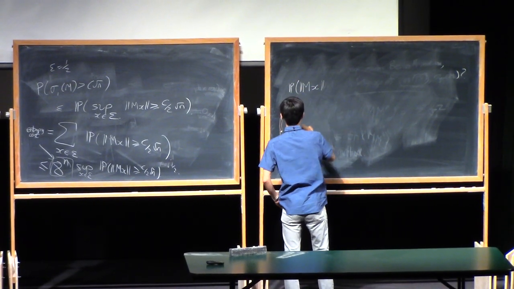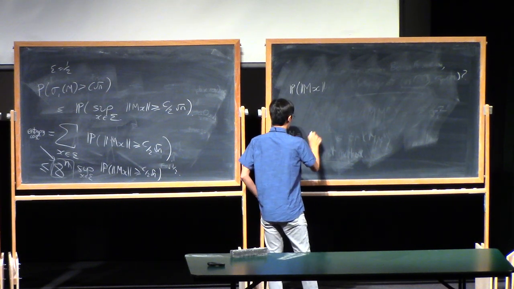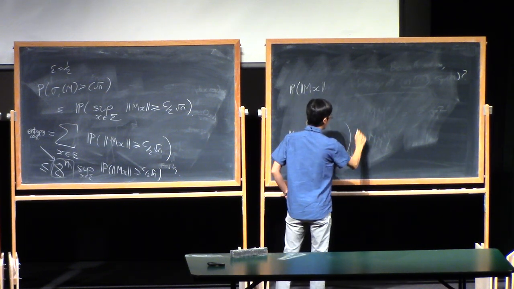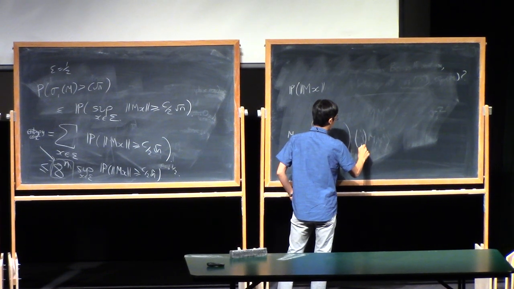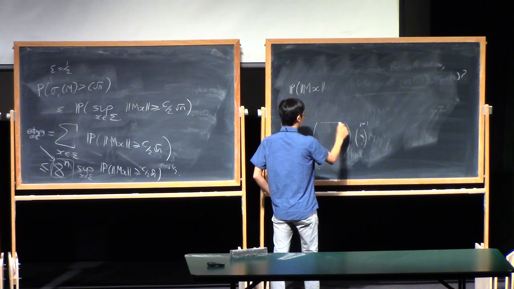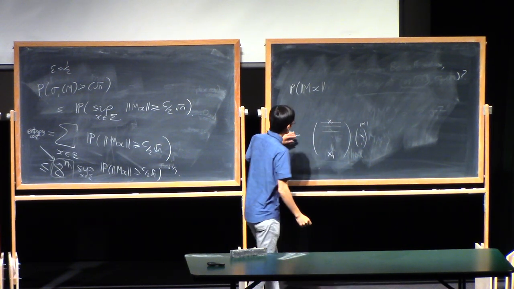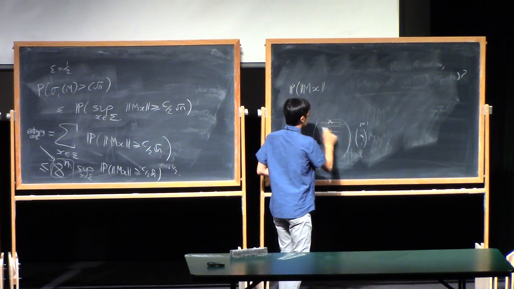So M is an N by P matrix. X was this P by one vector. M you can think of as a bunch of rows. So I can think of this matrix as a bunch of independent rows.